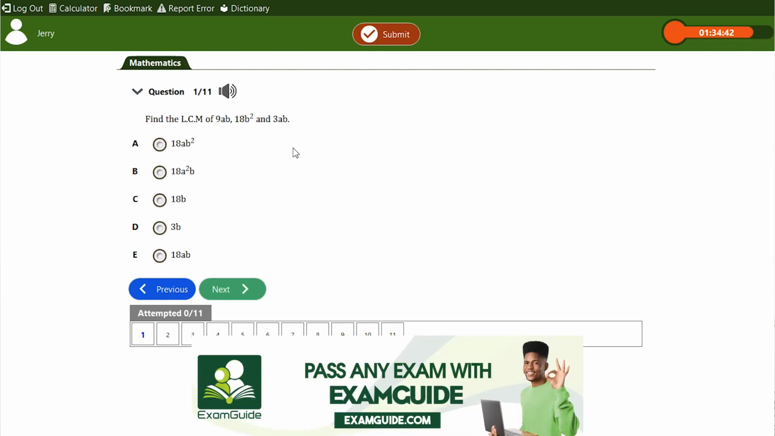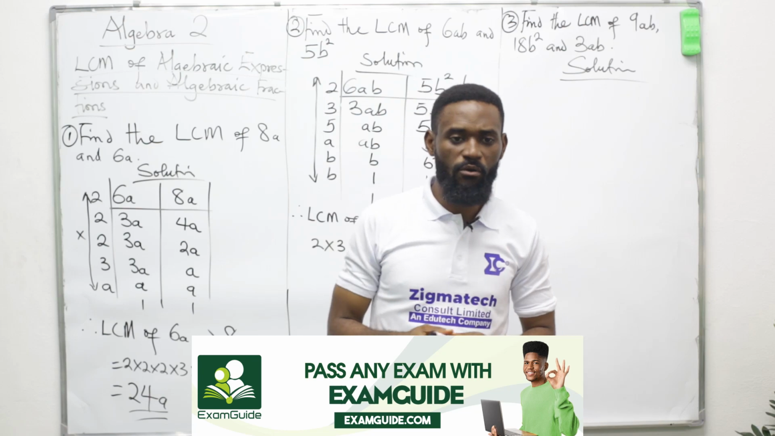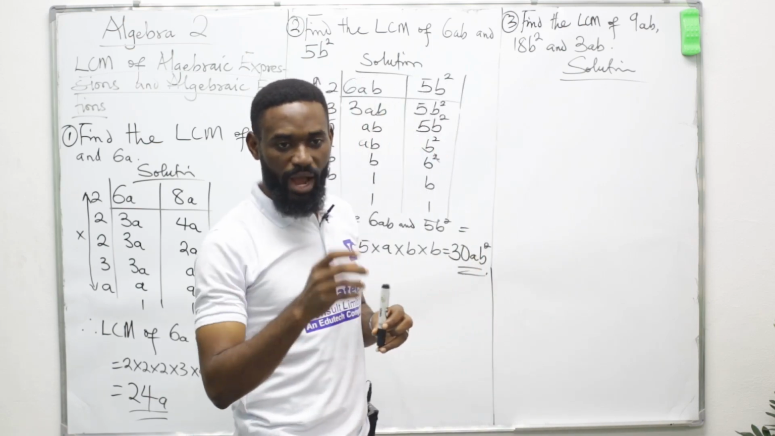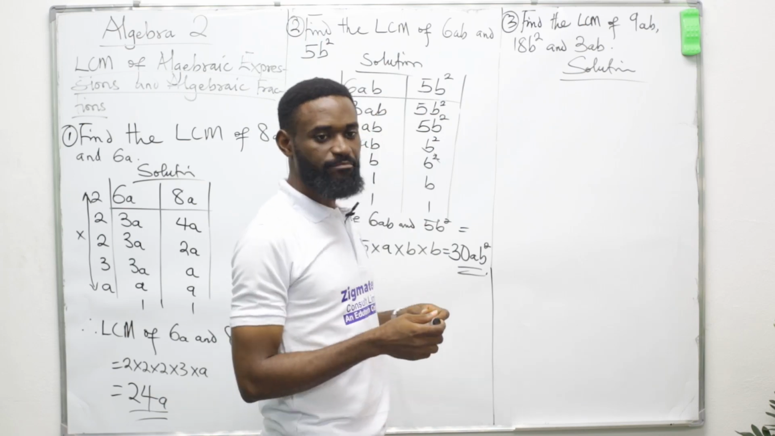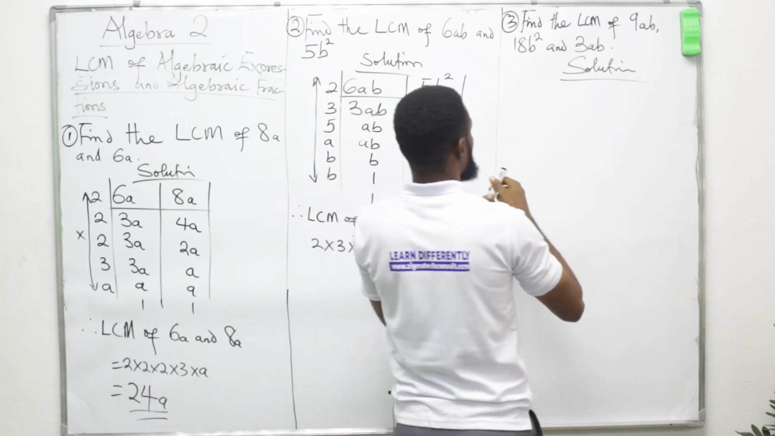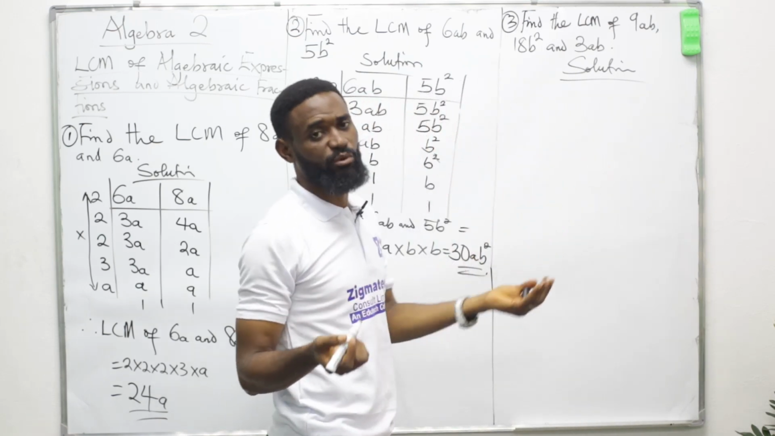They say we should find the LCM. So let's get the solution of this. They say we should find the LCM of 9ab, 18b squared, and 3ab. So we put our numbers into a box, okay? I will advise you to just begin with the least number there.